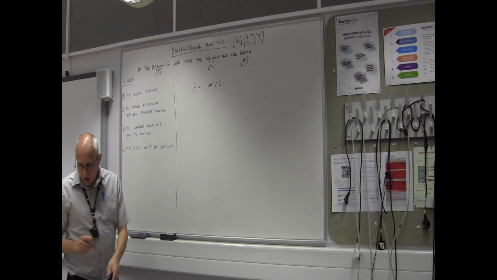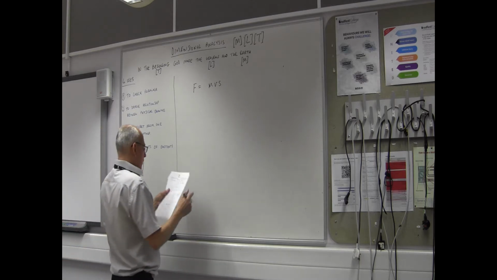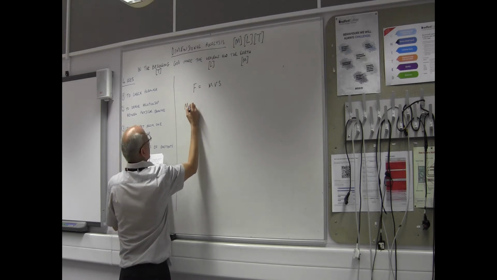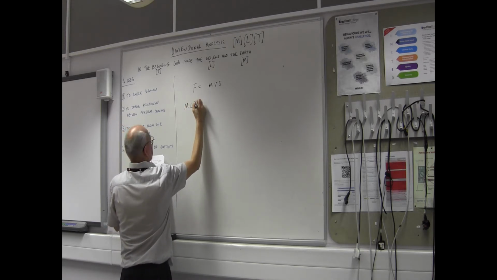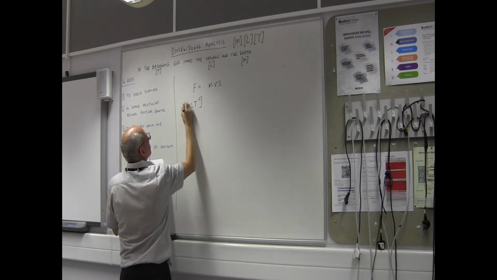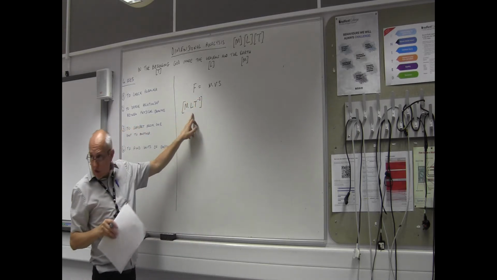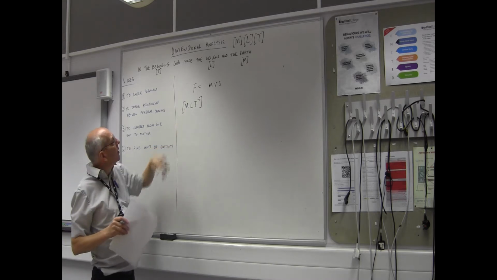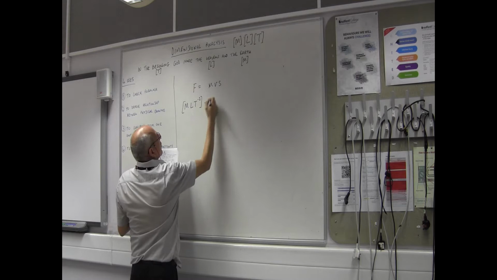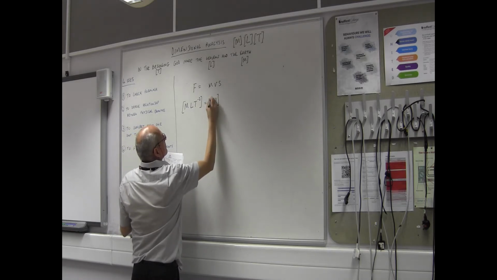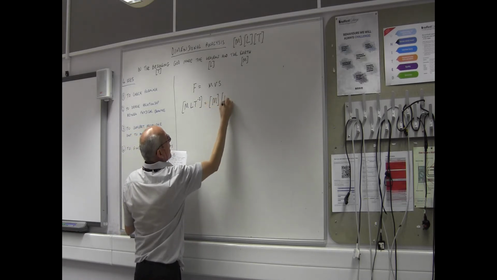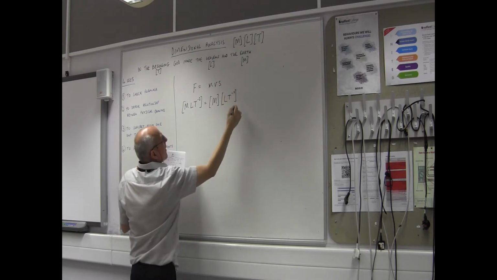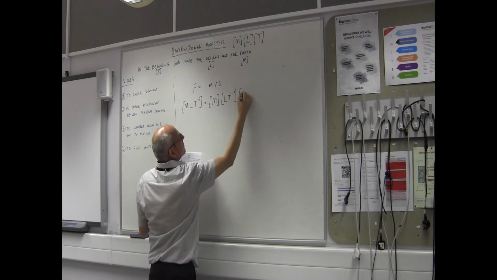So let's have a look. So force is MLT minus 2. It's actually mass times acceleration, that. F equals ma. Remember that formula. And then we've got mass. Then we've got velocity, which is LT minus 1. And then we've got displacement, which is length.